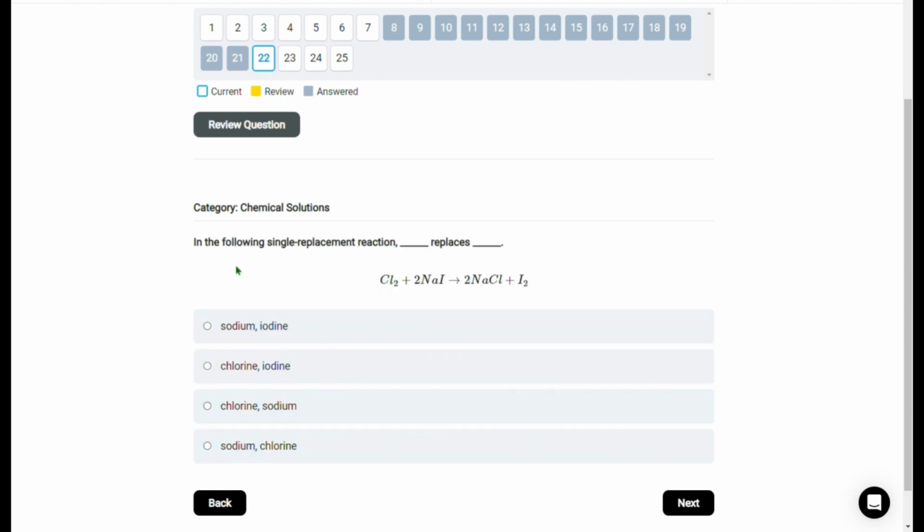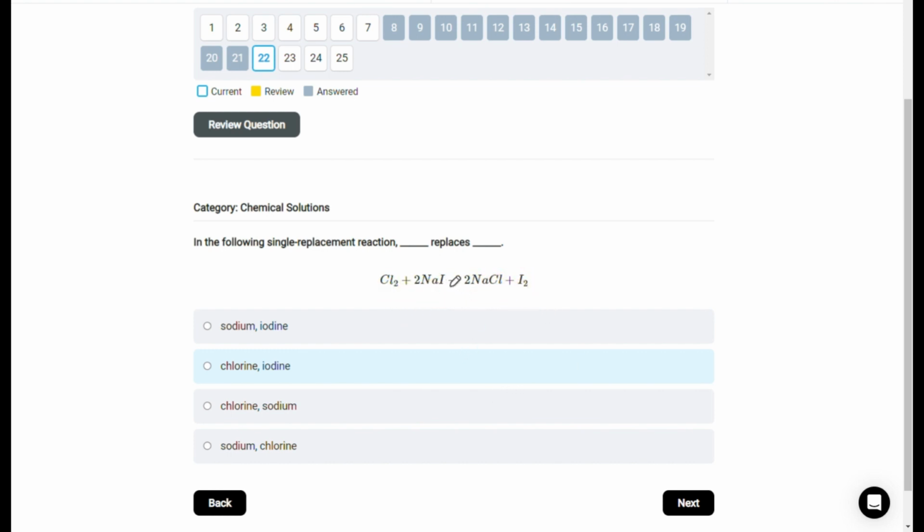In the following single replacement reaction, blank replaces blank. In replacement reactions, we can really just think of one element taking the place of another. You can get complicated and look at charges, so you can see, for example, chlorine is normally negative and iodine is negative, so they can pretty much fill the same role. However, you can also just look at the differences between the reactants and the products.